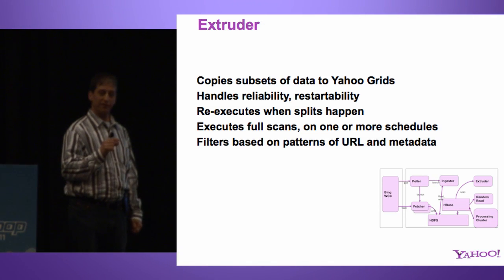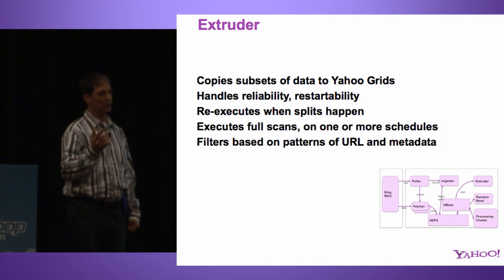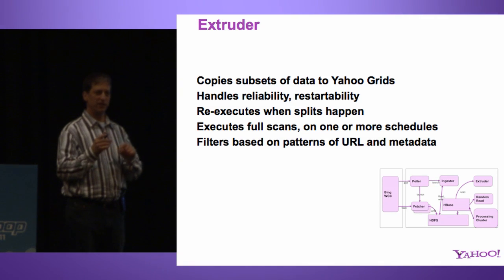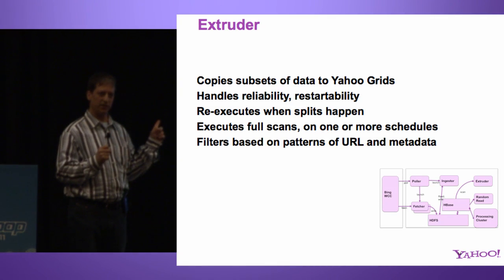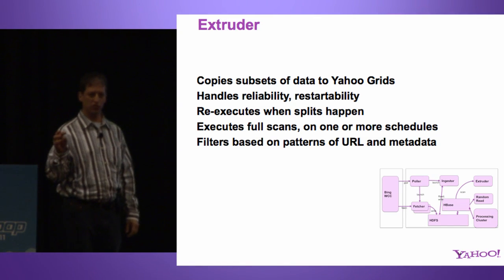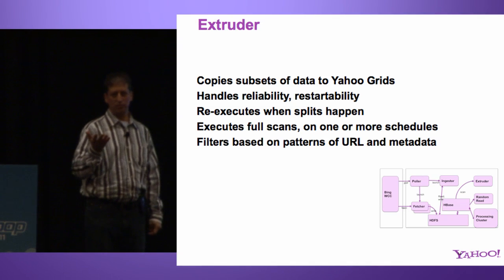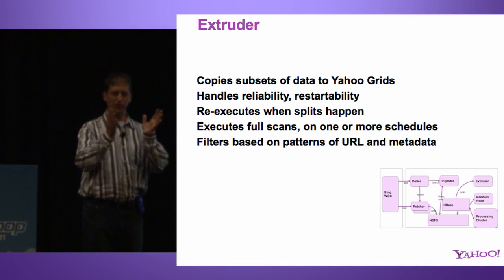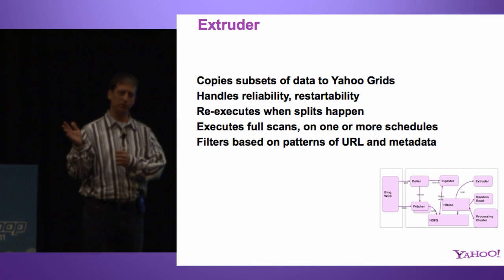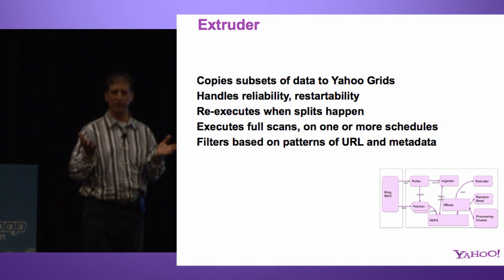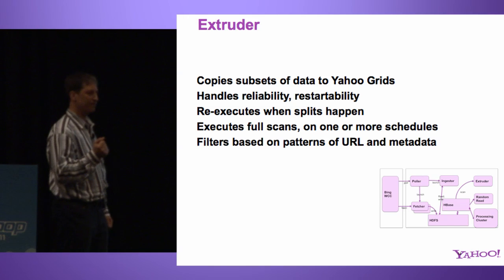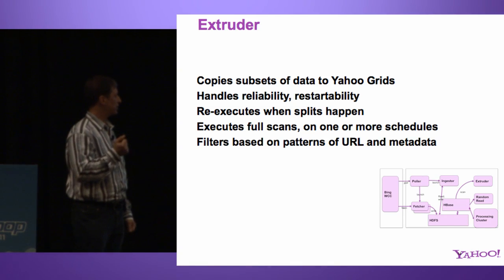One side effect of splits is that we need to re-execute tasks when a split happens. Reason is, we have 30,000 regions in HBase, but we don't want to create 30,000 regions every time we dump a subset. So the extruder merges several regions into one file in HDFS on the remote grids. This is to minimize the number of files that we create on these remote grids, because the number of files is always a limitation of name nodes. So this happens.